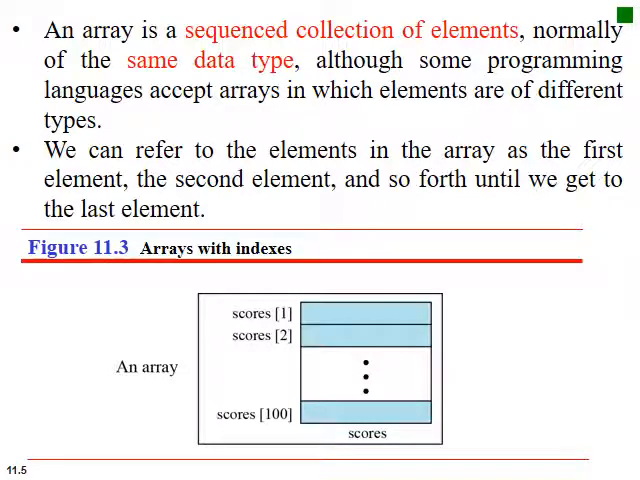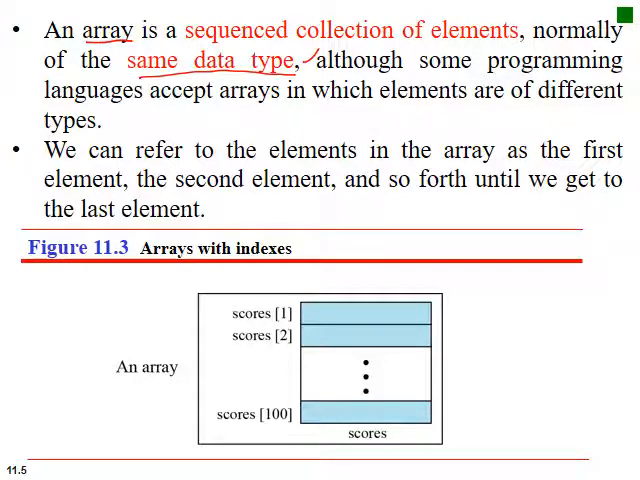Now, there's a better way to do this. Instead of having 100 different named variables, we can actually have an array. An array is a sequenced collection of elements, normally of the same data type. Although in some other programming languages we can have an array or a collection of elements with different data types, for the purposes of this course, and for any kind of array we will teach in computer science, they must be of the same type.